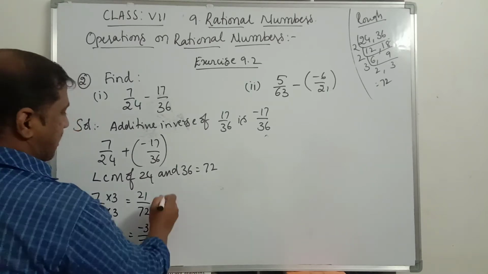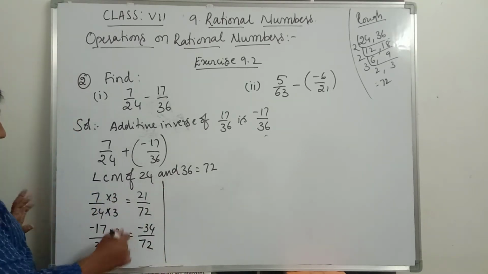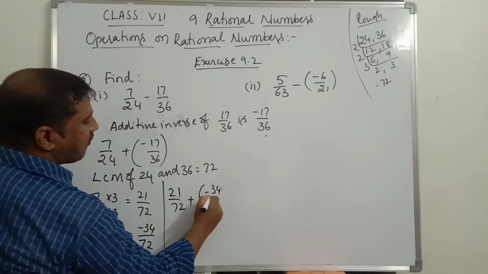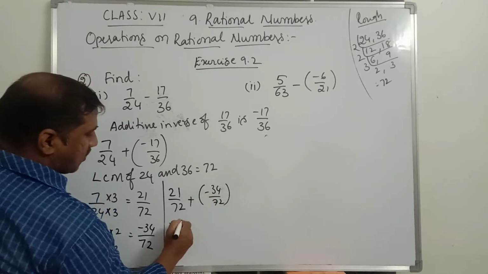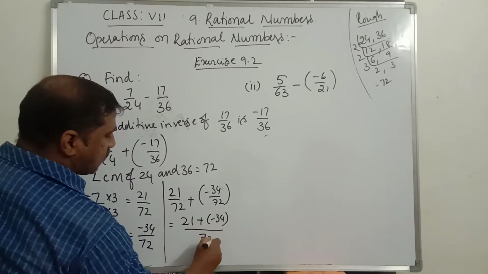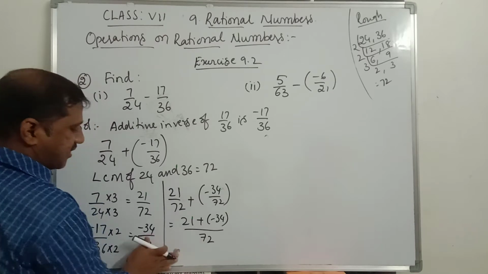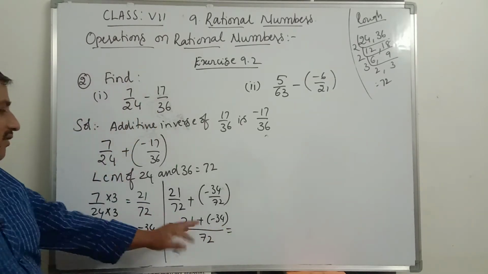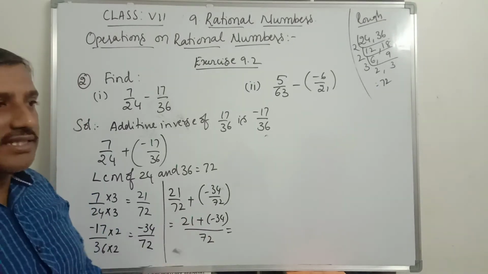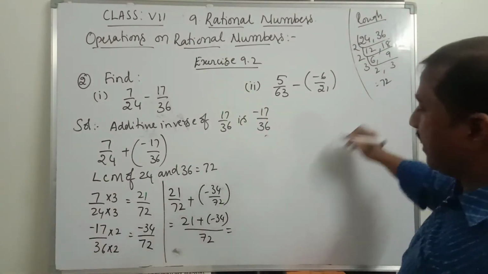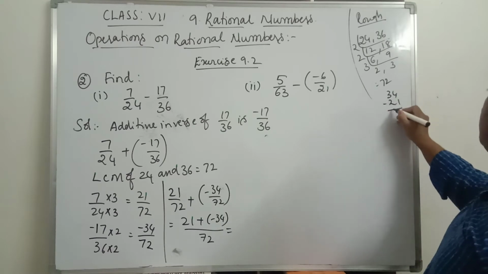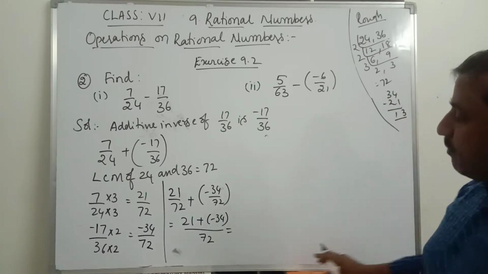Now you simplify this. We have to add 21 by 72 plus minus 34 by 72, which is equal to 21 plus minus 34 divided by 72. One positive integer and one negative integer we are adding. So what is the procedure? Subtract the smaller number from the greater number, that is 34 minus 21, which is 13, and put the greater number's sign.